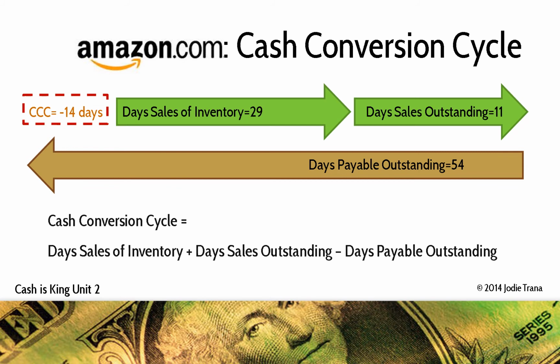So how do they do it? Amazon holds their inventory for 29 days, which is better than Walmart. Plus, they have 11 days to collect receivables, which is 40 days in total. But then it pays its accounts payable in 54 days. They hold their accounts payable for 54 days before paying. That's what gives them their negative cash conversion cycle of 14 days.